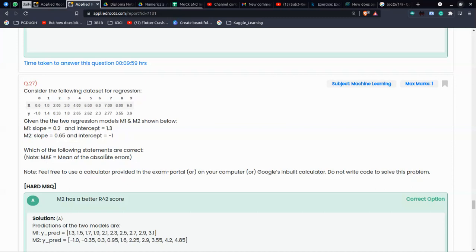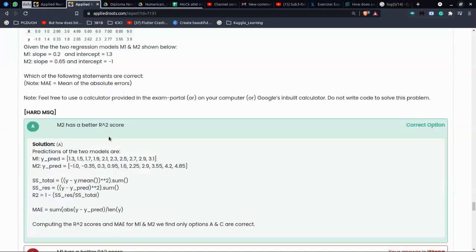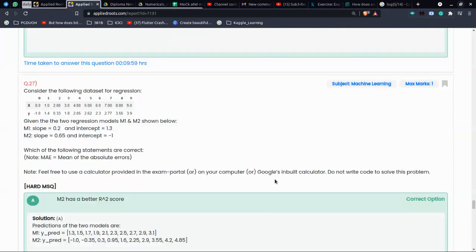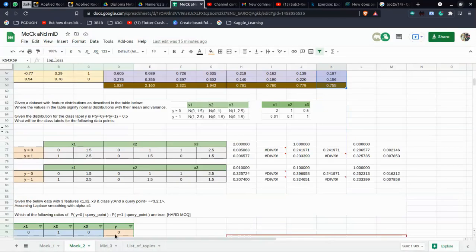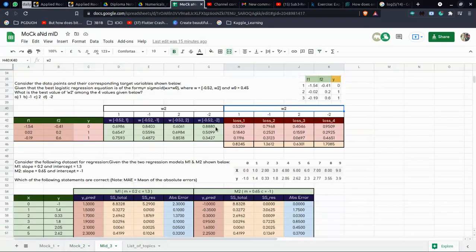Now we need to calculate two things: R2 score, or the coefficient of determination, and MAE, the mean absolute error. MAE is nothing but the mean absolute error. So we need to calculate all the absolute errors of y minus y predicted and get the sum. And for R2, we need to calculate the sum of squares of residuals and total, and then calculate the R2.